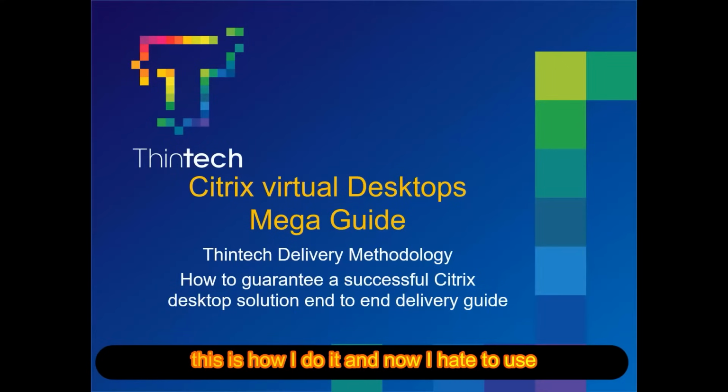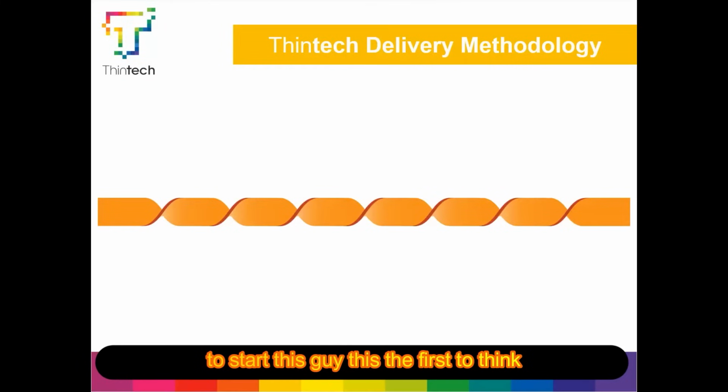This is how I do it, guys, and I hate to use cliches, but I'm going to say the best way to start this guide is to think like an architect. I use the analogy that rolling out virtual desktop projects is a bit like having a house built. You need the architect, you need the builders, and you need ongoing maintenance. Each role has a distinct set of actions, and you must maintain authority at each stage. I will cover these in more detail later.